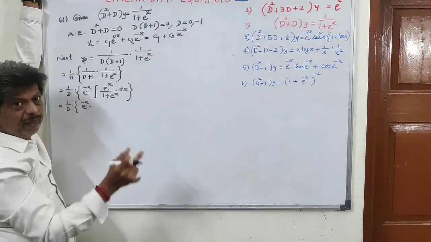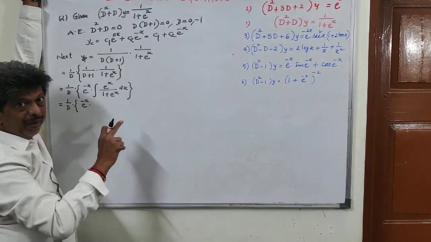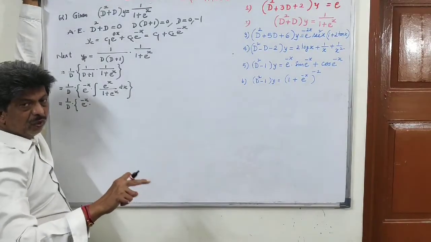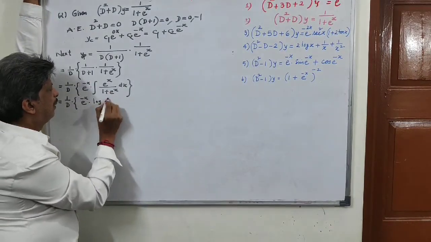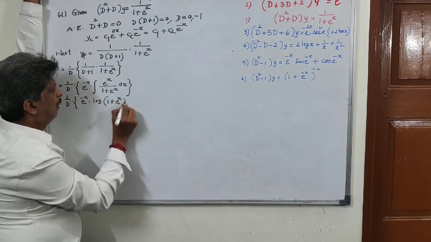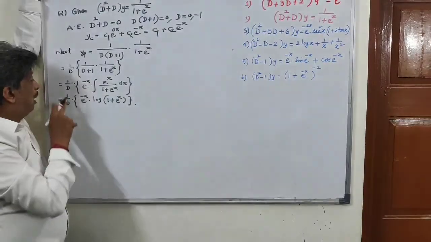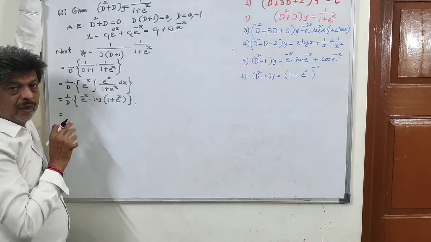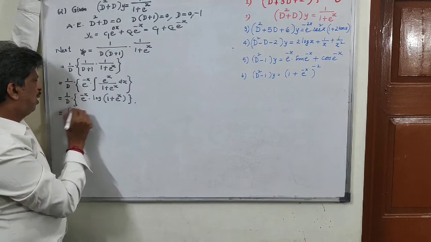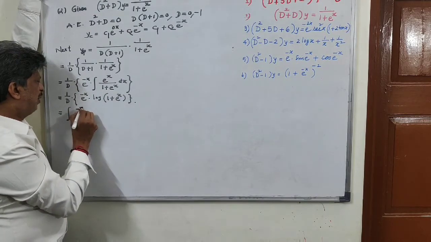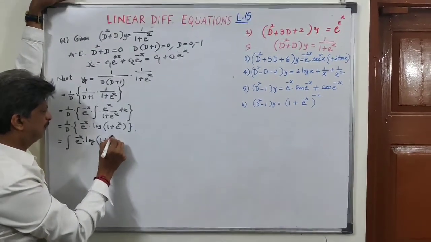This integral is again a very simple integral. Here the numerator is the derivative of the denominator. If I put 1 plus e power x equal to t, the derivative of 1 is 0, so e power x dx is dt. So this is log of the denominator. One upon d means integral with respect to x. This is equal to the integral of this complete e raised to power minus x into log of 1 plus e raised to power x.